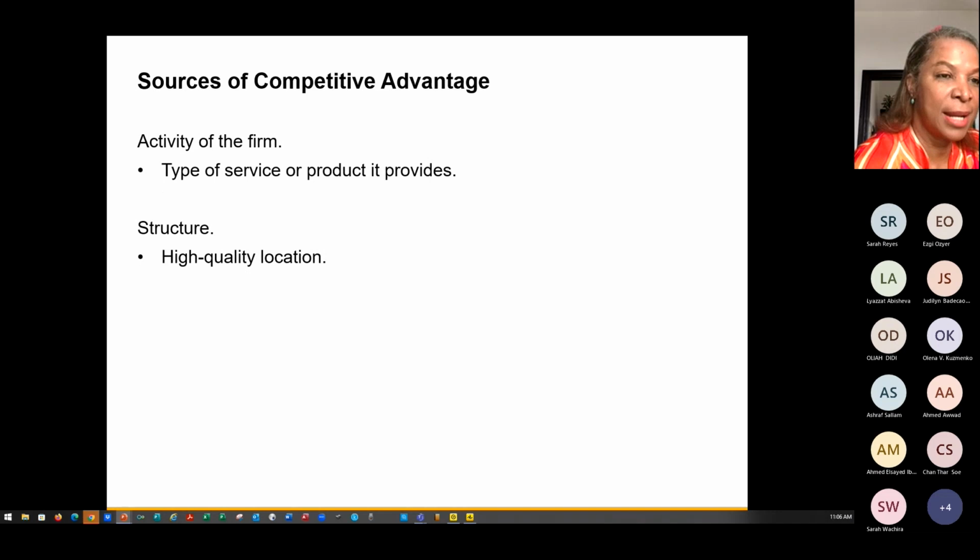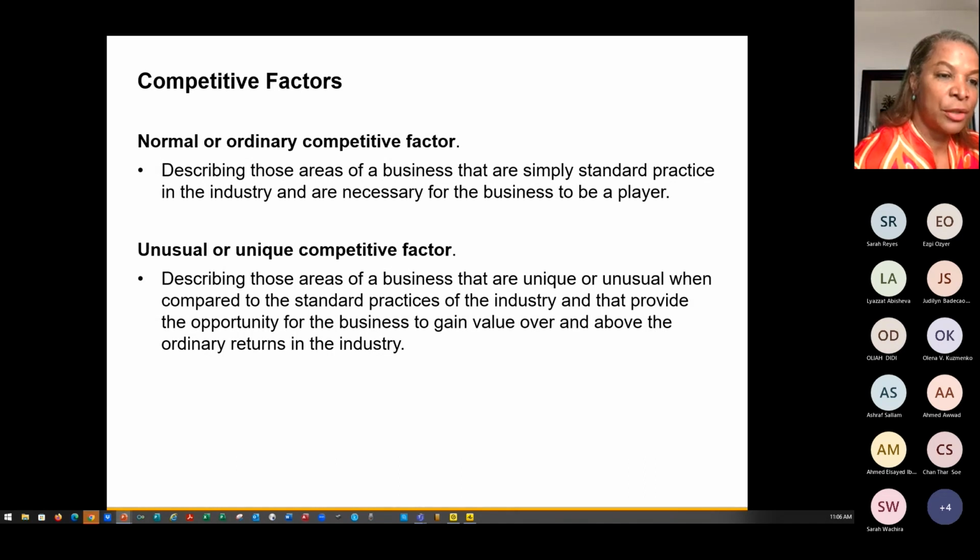Okay. So how to find out your competitive advantage? Look at the type of product or service you provide and look at the structure. Maybe you're in a certain location. Maybe you're open 24/7 and so forth. So these are sources of competitive advantages. Okay. So you can look at normal or ordinary factors, which describes areas that are standard business. Like if you're in a restaurant, service is standard. So you want to look at, we're going to offer high quality service, higher quality. We're going to have our servers in uniforms, a different color for each day of the week, something like that. Then you can look at unusual or unique. So these are competitive factors that are not what the other businesses do.